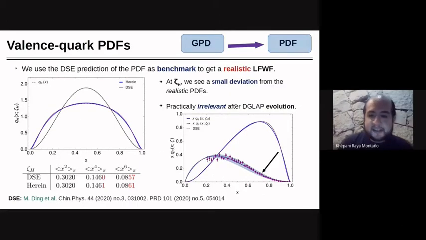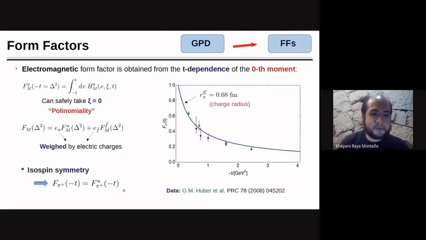And now, only to sketch that the small deviations are not really so important, let's take a look at Mingwei's result. If we evolve to compare with experimental results, any difference becomes practically irrelevant because it will be contained within the uncertainty of the initial scale. With that in mind, now let's proceed to something else.